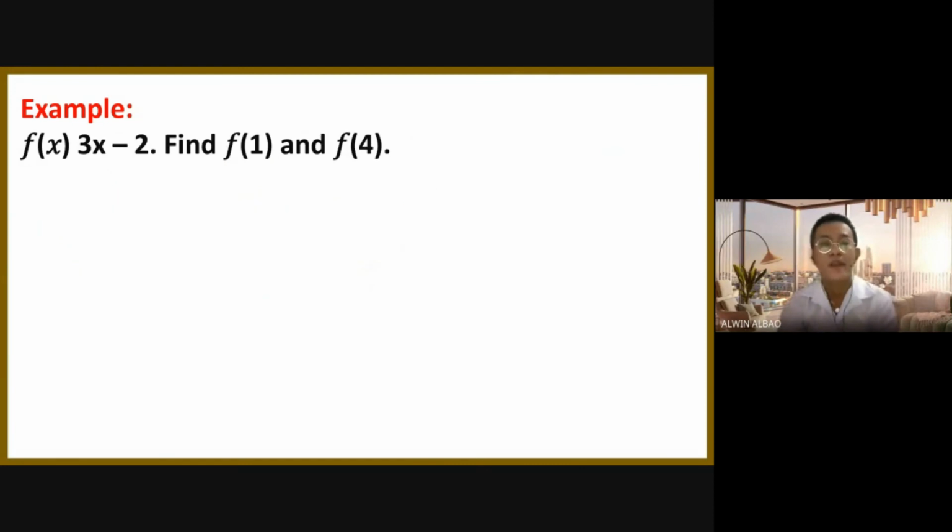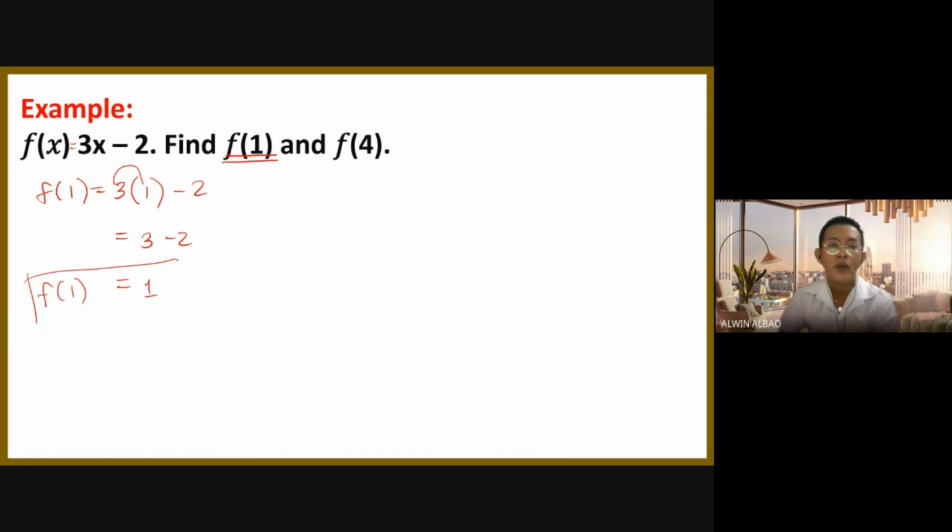Okay, let's have another example. f of x equals to 3x minus 2. Find the f of 1 and f of 4. So, unahin natin f of 1. So, f of 1 is equals to, equals yan ha, 3 multiplied by 1 minus 2. Perform operation, 3 multiplied by 1 is 3 minus 2. Perform 3 minus 2 is positive 1. So therefore, f of positive 1 is equals to positive 1.